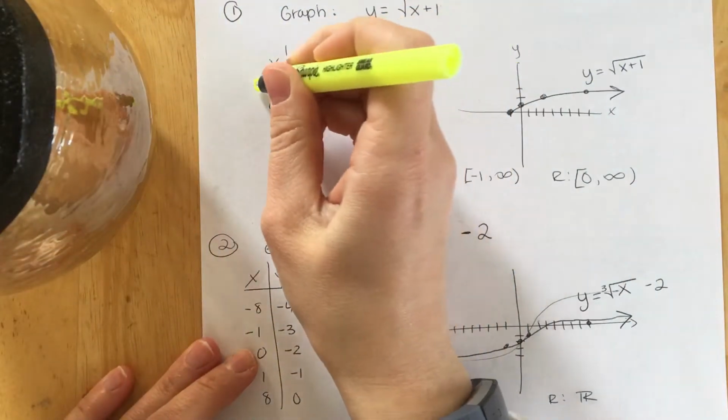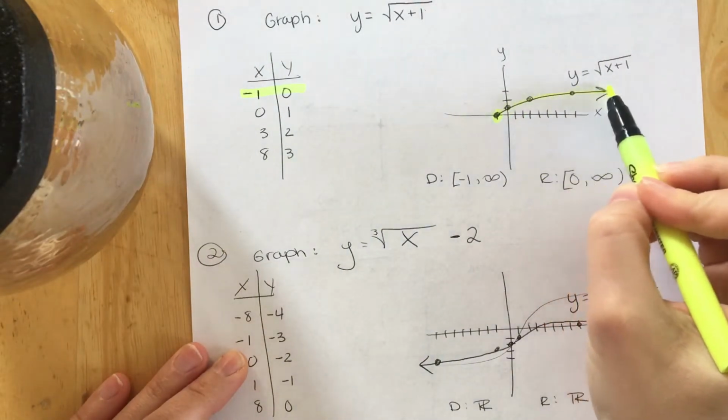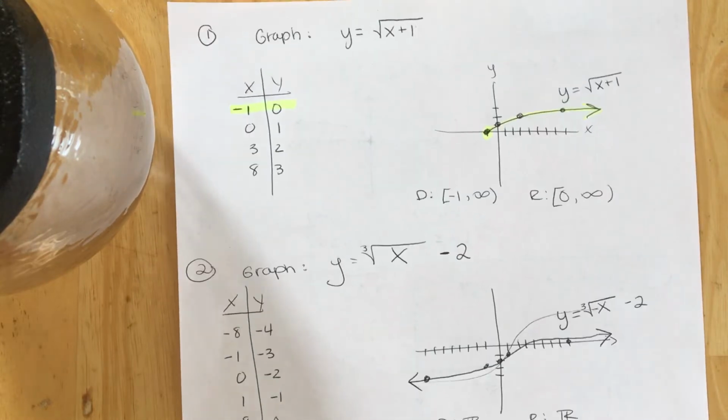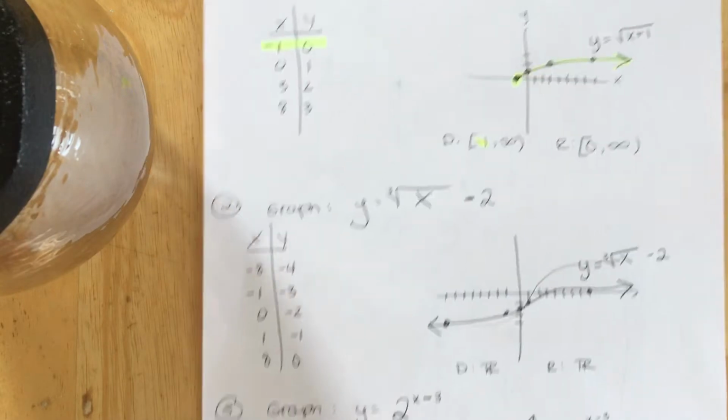Remember with this one, make sure -1, 0 was your first point. Make sure you started here with no arrow and you went on like that, okay? You can take a look at the domain and range if you want. Since it moved to the left one, that just changed the domain only, okay?